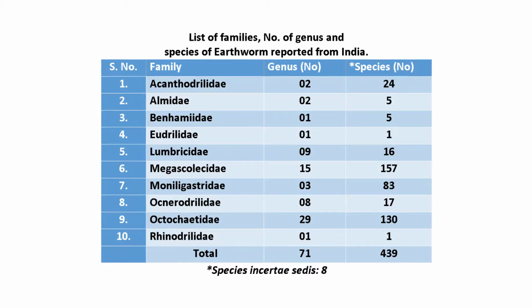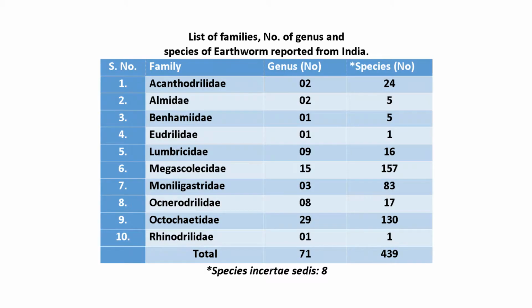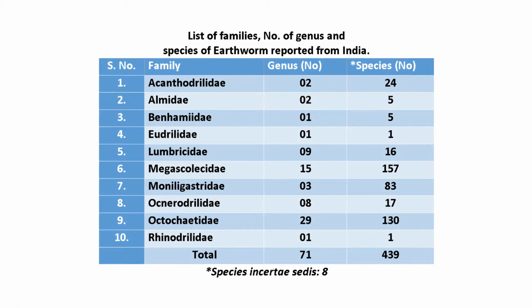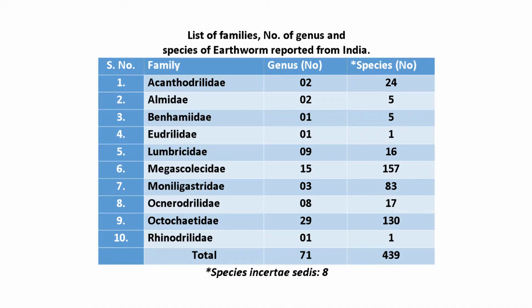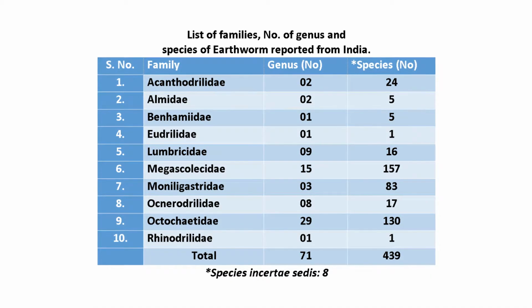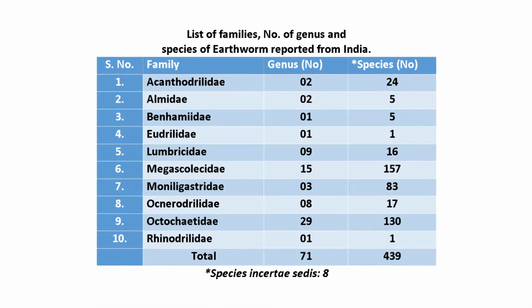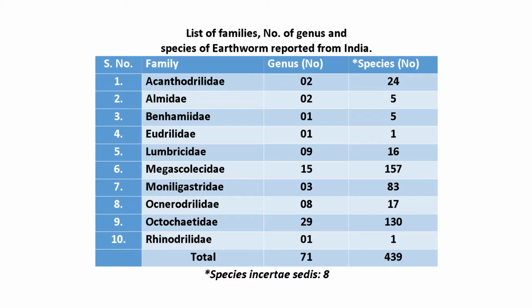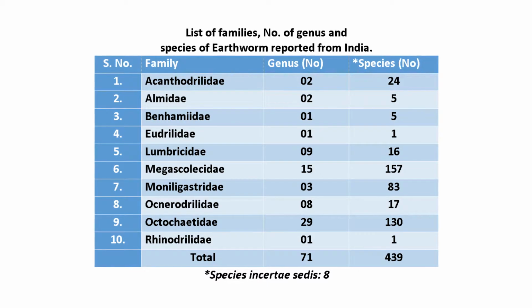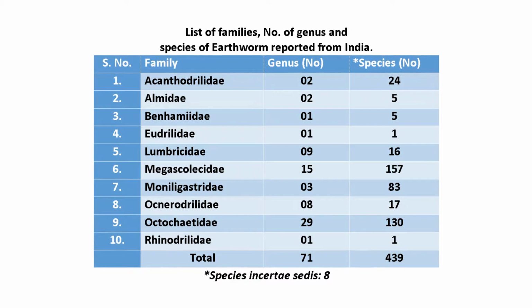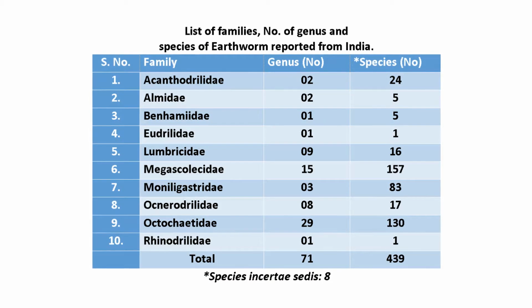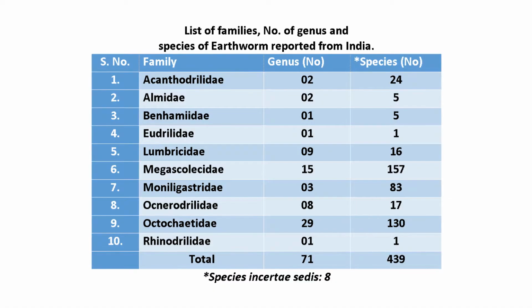Earthworm fauna of India is well reported compared to other Asian countries. Presently, 435 valid species and subspecies have been recorded from India, belonging to about 10 families and 71 genera. Out of them, 71% of genera and 89% of species are endemic to India. The endemism rate is very high in Indian earthworms. Only 45 species have been reported as exotic in the Indian subcontinent.